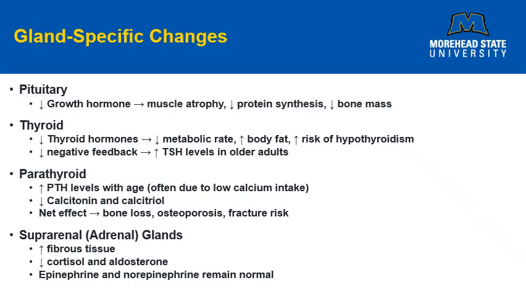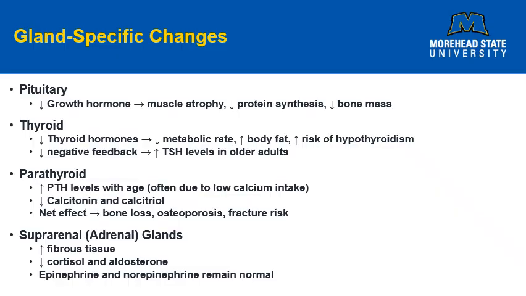Now, parathyroid hormone levels can be increased with age. Yes, this involves negative feedback, but sometimes it's actually due to low calcium intake. As a result of these hormone changes and the calcium changes, the calcitonin and the activated vitamin D decrease. So again, we start to see weak bones, brittle bones. You've probably heard that as age goes, brittle bones occur.